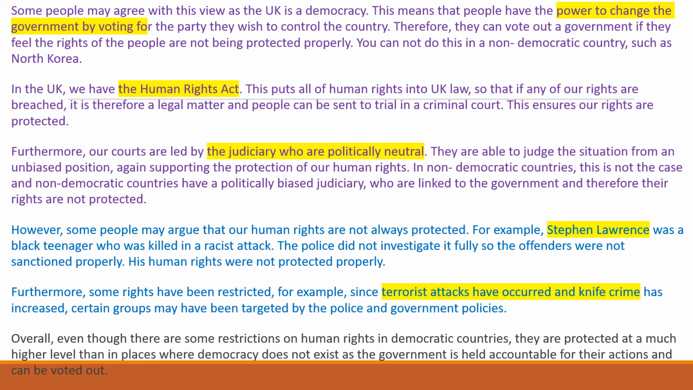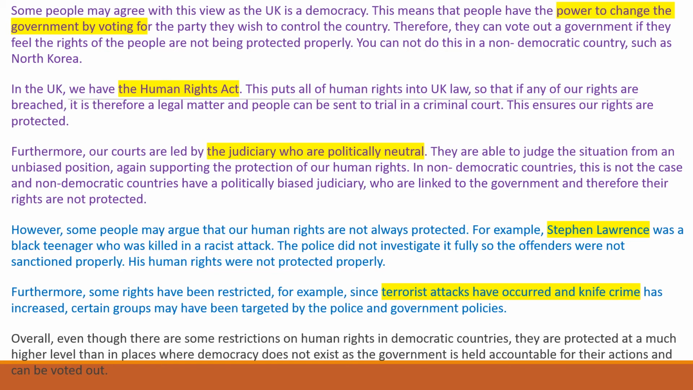For example, since terrorist attacks have occurred and knife crime has increased, certain groups may have been targeted by the police and government policies. Overall, even though there are some restrictions on human rights in democratic countries, they are protected at a much higher level than in places where democracy does not exist, as the government is held accountable for their actions and can be voted out.